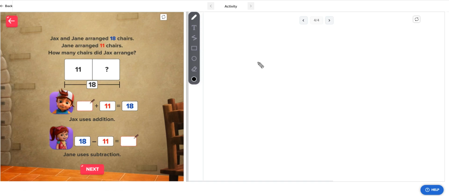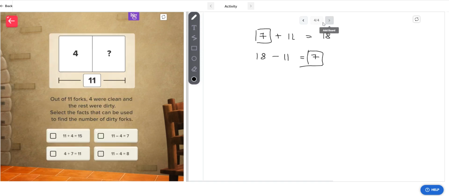Let's try this one. Jackson and Jane arranged 18 chairs. Now, like Jane, if I use a subtraction fact, 18 minus 11 is equal to how much? 7, right? And like Jax, if I use addition facts, that would be 7 plus 11 is equal to 18, right? See? Awesome. Now let's try the next one.